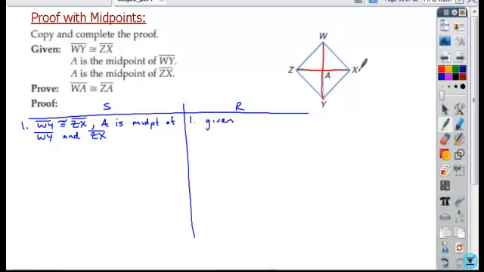Okay, so here both of those are options, right? I can either interpret this given information that A is the midpoint of, or I could introduce WA and or ZA into my proof. Okay? Either one is fine. And again, I'm just giving you as structured a way to approach proofs as possible.